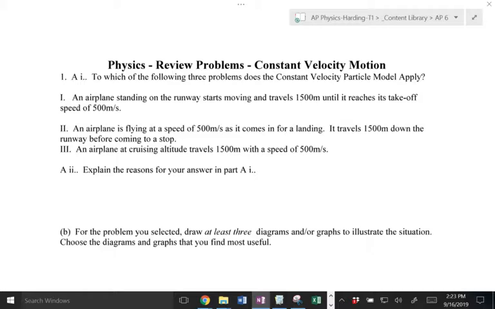So it's going to be pretty straightforward because all you have to do here is figure out to which of the following 3 problems the constant velocity particle model applies, and then you only have to solve the one or ones to which the constant velocity particle model applies, because we don't know any other models yet. Okay? Once you identify where the CVPM is applicable, you're going to need to draw at least 3 diagrams and/or graphs that illustrate the situation. Guess what? You only know 3 diagrams and/or graphs. Motion map, position versus time graph, velocity versus time graph. Okay?